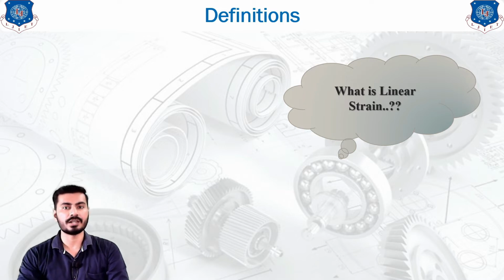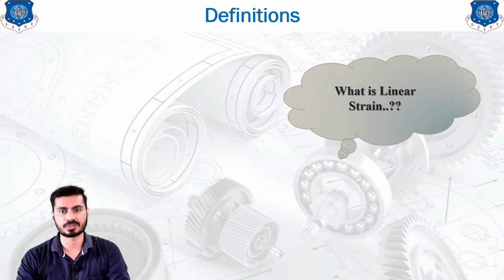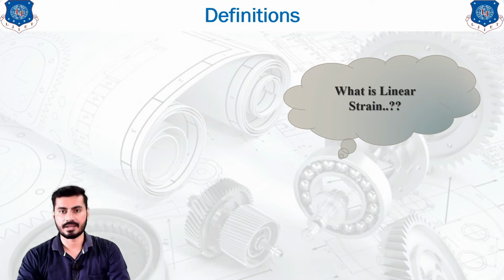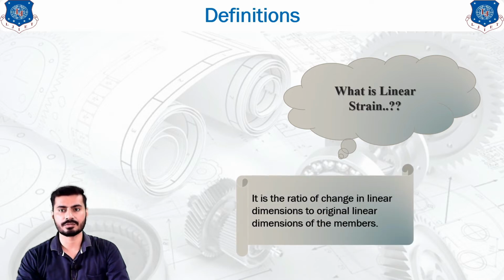Basically, you know the value of the strain, or what the strain is. Strain is nothing but the change in length upon original length. We all know that ratio, and that is a unitless quantity. But there are two types of strains. One is the linear strain and the second one is the lateral strain. Now, what is the main difference between them, and that is also explained by the definition. So if you see the definition of the linear strain, it is the ratio of the change in linear dimension to the original linear dimension of the member.